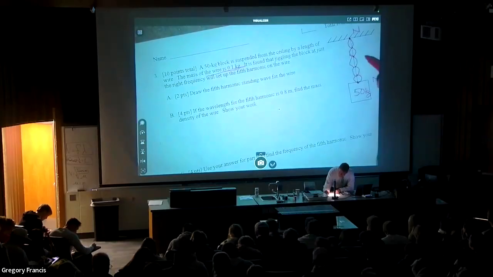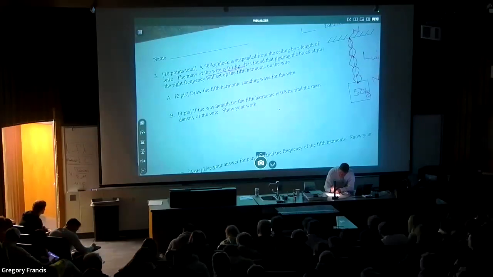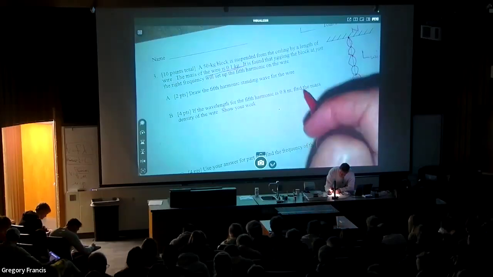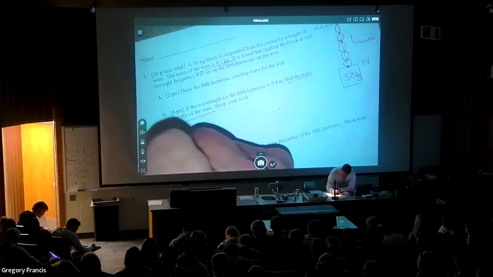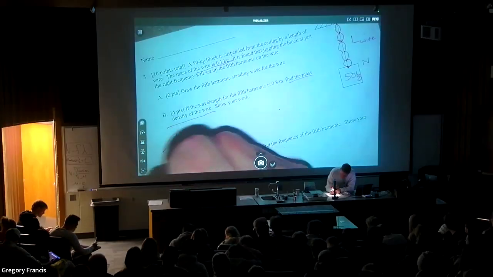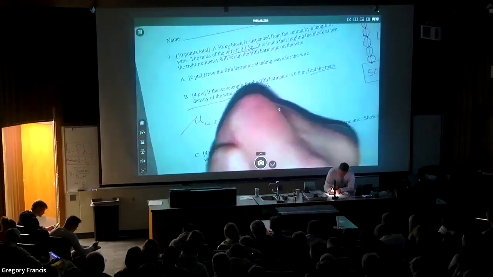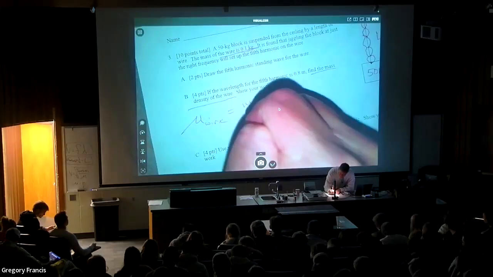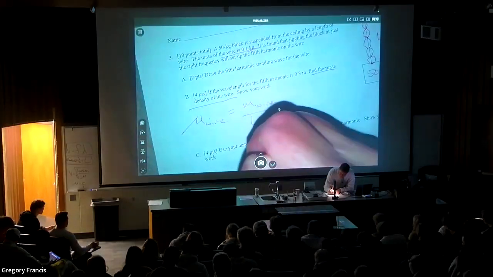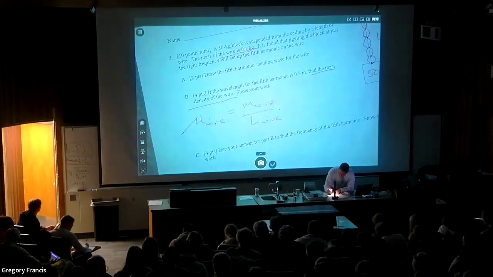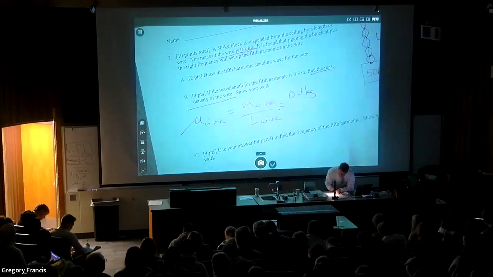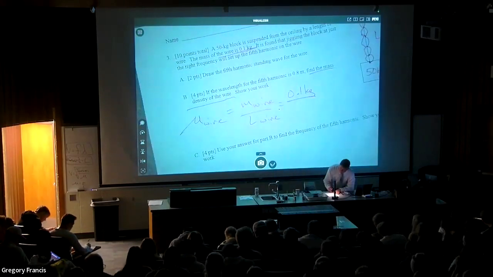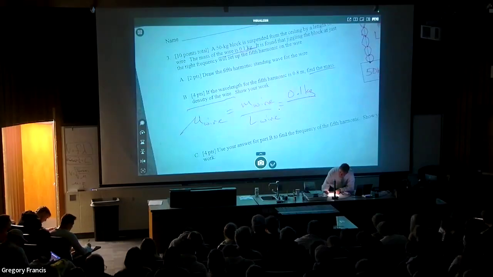Now, I don't know what the length of this wire is, but I would sure like to know what it is because they're asking me to find the mass density of the wire. And the mass density of the wire is equal to the mass of the wire divided by the length of the wire. Well, the mass of the wire is 0.1 kilogram. That's given in the problem. But what's the length of that wire?